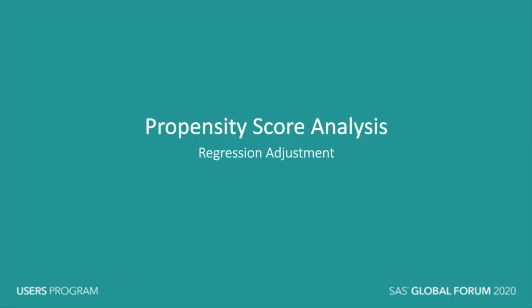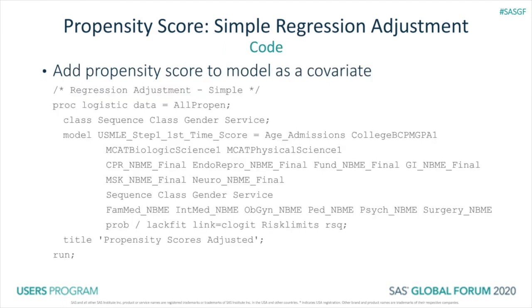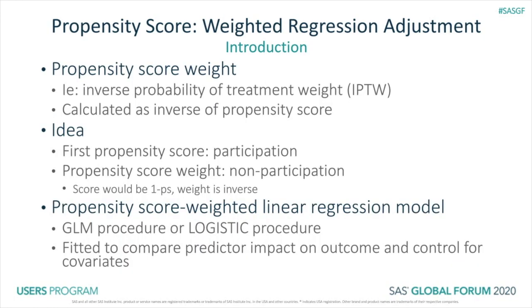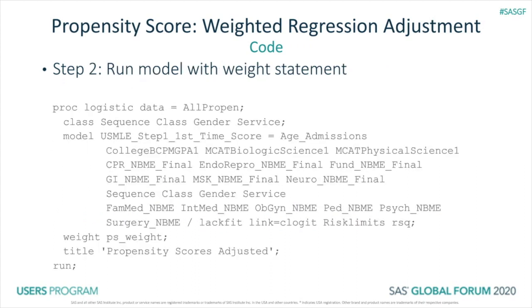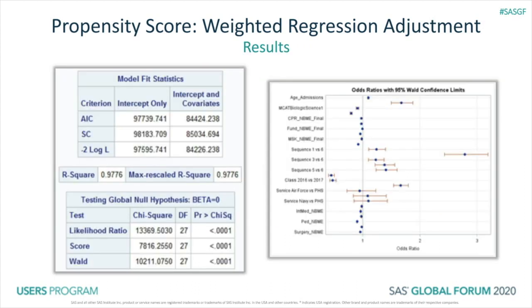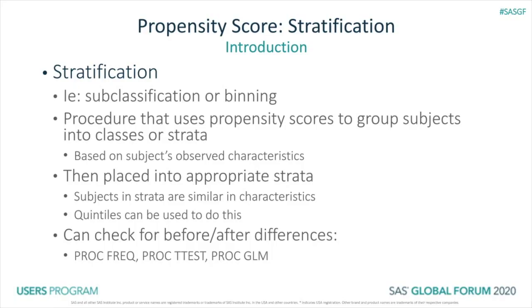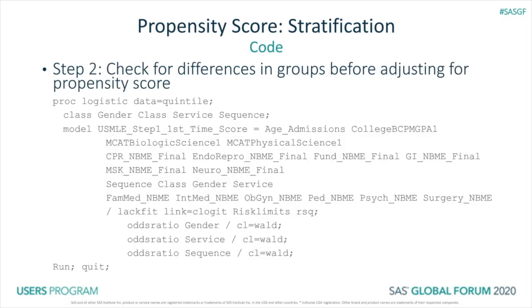A simple regression adjustment would be just to add the propensity score itself into the model as a covariate. And then you could do a weighted one where you add it in as a weight. Stratification would be creating strata, which you can do through the RANK procedure, and then putting it back into logistic regression as a strata.